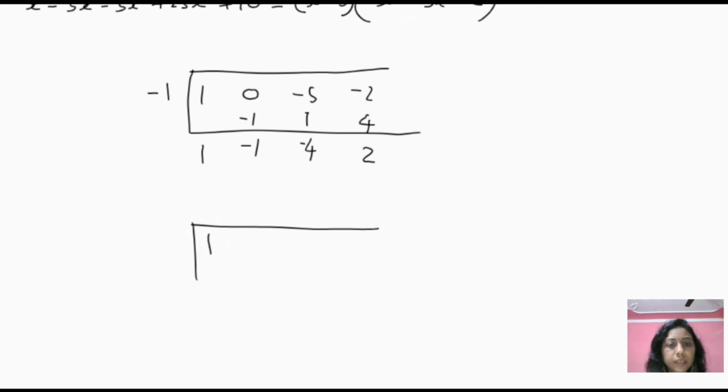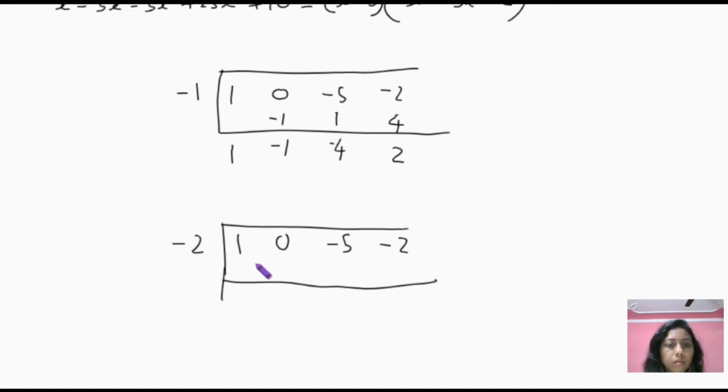Now again write this, and now we can divide by minus 2. Okay, 1 bring down here, 1 times minus 2 is minus 2, 0 minus 2 is minus 2, minus 2 times minus 2 is 4, minus 5 plus 4 is minus 1, minus 1 times minus 2 is 2, and this is 0. The remainder is 0, which means minus 2 is a zero of the given polynomial, or we can say x plus 2 is a factor of this polynomial.